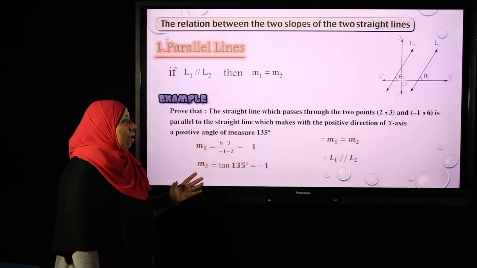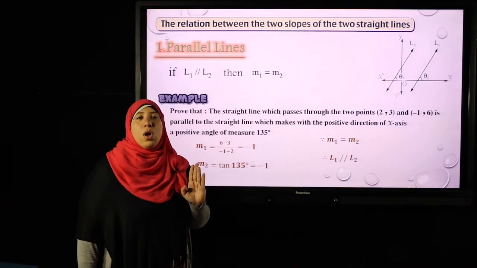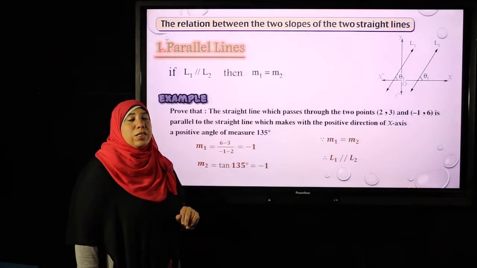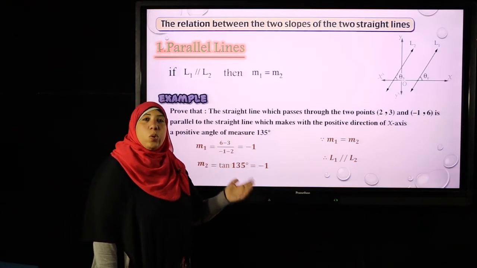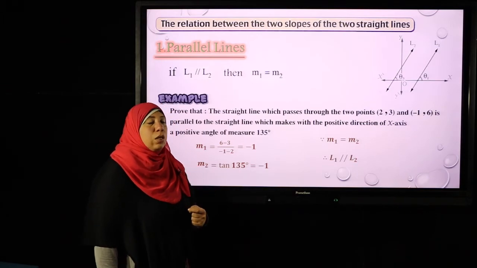So if you have two equal slopes, you have two parallel straight lines, and vice versa. If you have two parallel straight lines, their slopes must be equal.